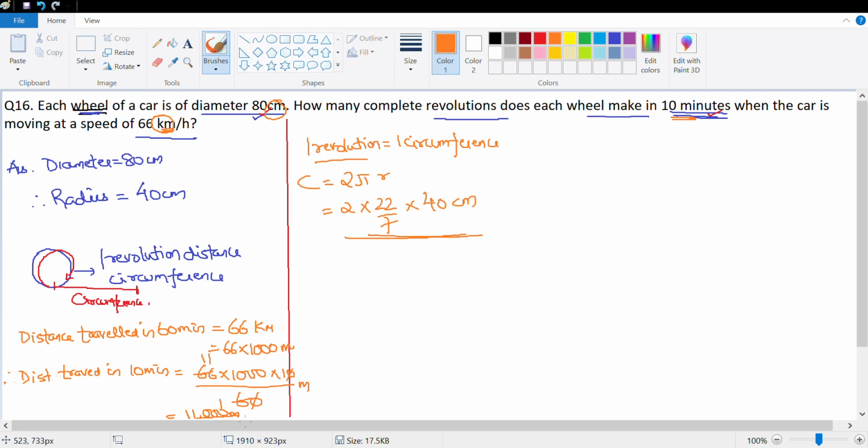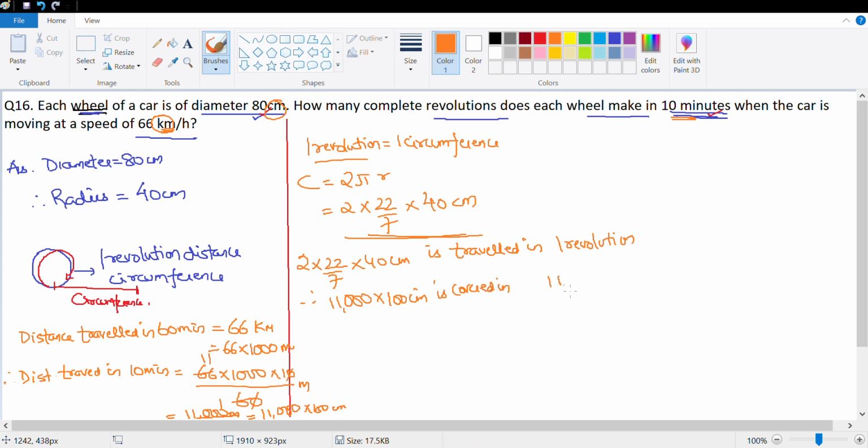This distance will be traveled in how many revolutions? I am still not multiplying or dividing, so let's keep it like this. So 2 into 22 by 7 into 40 centimeter is traveled in one revolution. Therefore, this is 11,000. Now let's convert this into centimeter, which would mean 11,000 into 100 centimeter. Into 100 centimeter is covered in how many revolutions? So this will be again unitary method.